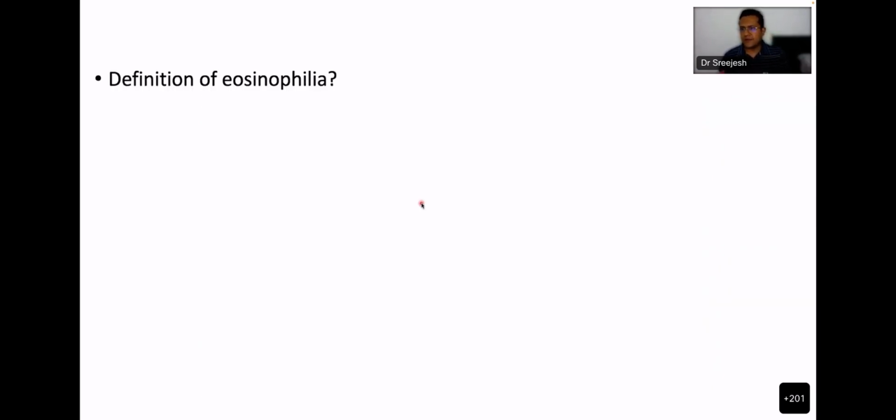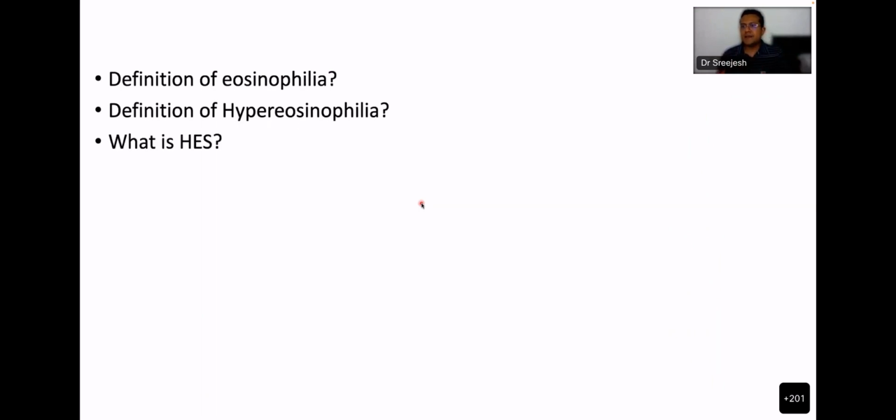So the definition of eosinophilia is more than 500. Absolute eosinophil count more than 500 per microliter is eosinophilia. Hypereosinophilia is more than 1500. Hypereosinophilic syndrome is hypereosinophilia plus an organ dysfunction, either lung infiltrate or cardiac infiltrate, neuropathies or something else. So if you have an organ dysfunction with hypereosinophilia, it's hypereosinophilic syndrome.